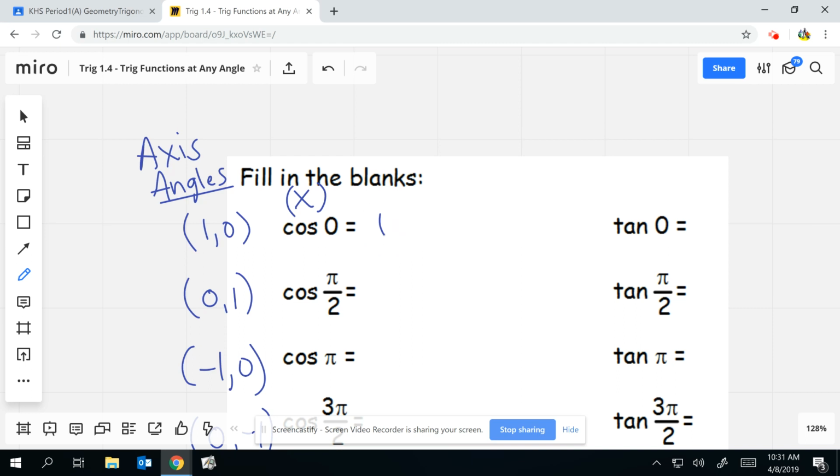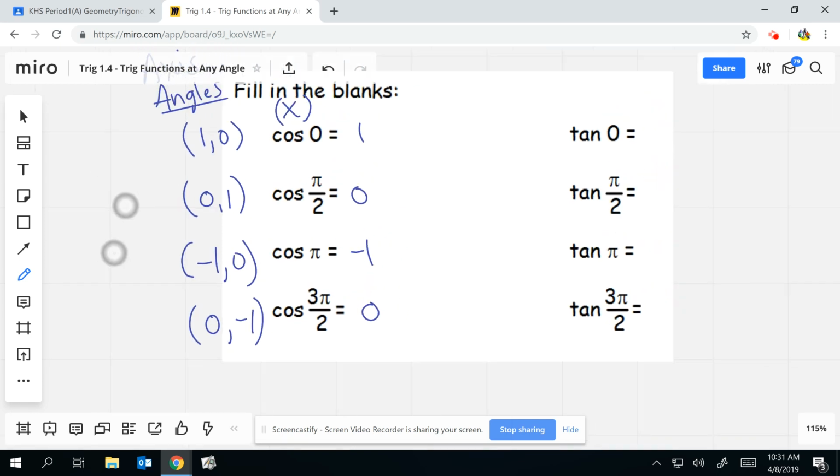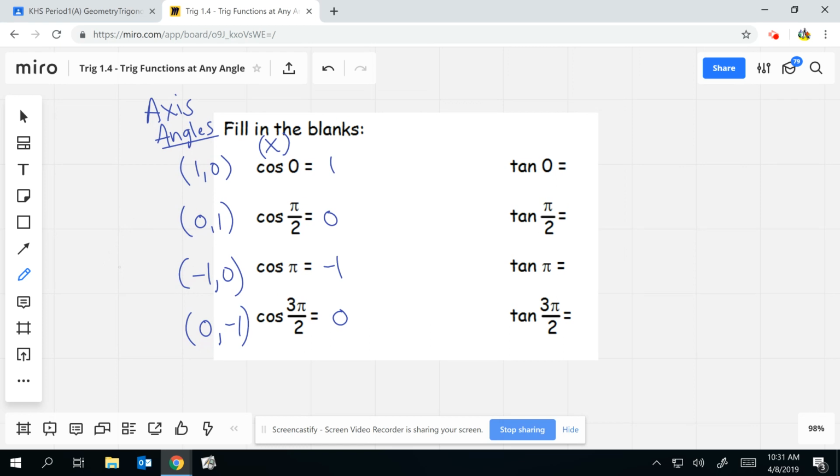So cosine here is a 1. Cosine here is a 0. Cosine here is a -1. Cosine here is a 0. And you can see that right on your chart. You can see those right on your unit circle. If you look at your unit circle, you'll see the coordinates.